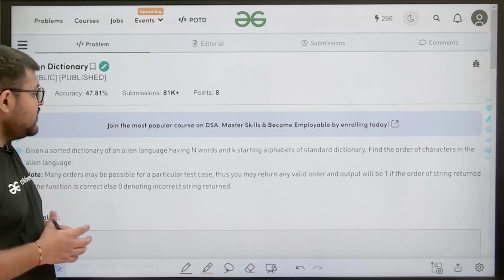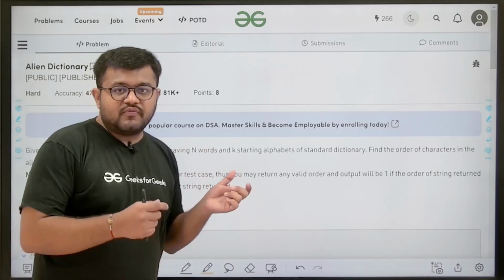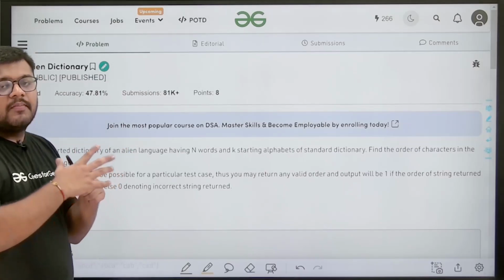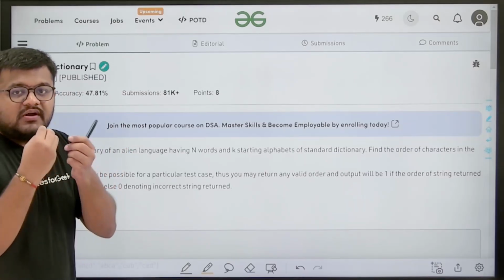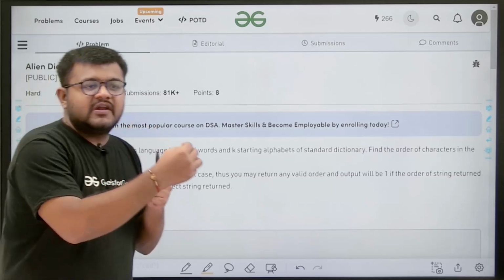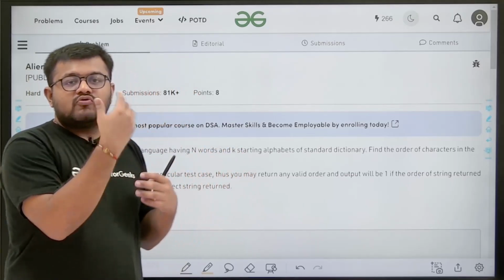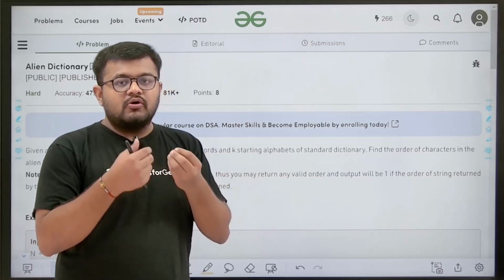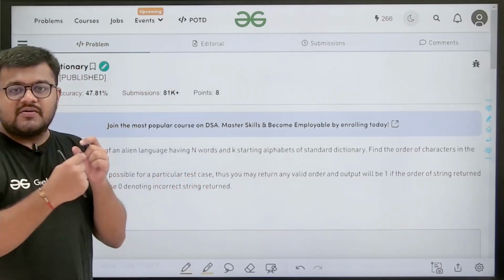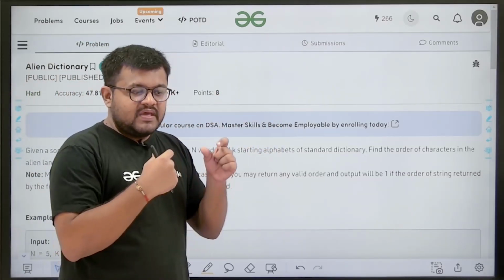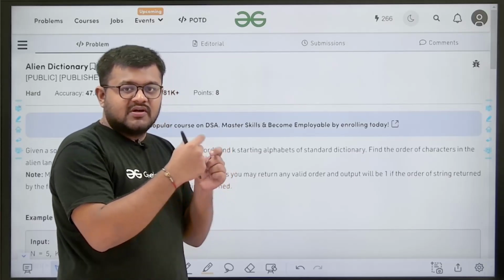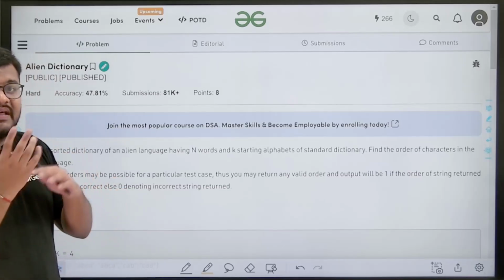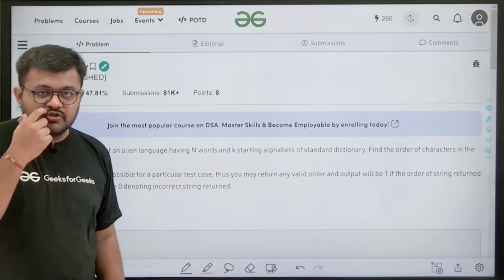So basically, we are given n number of words which are sorted in order. They are sorted lexicographically, but in some alien language. So it does not necessarily mean that A will come before B. We need to judge that depending upon the sorted order. For example, in the sorted order, there are three words having one character: B, A and C. So B is before A in that alien dictionary and A is before C. So it is an alien dictionary and the words are given in sorted order.